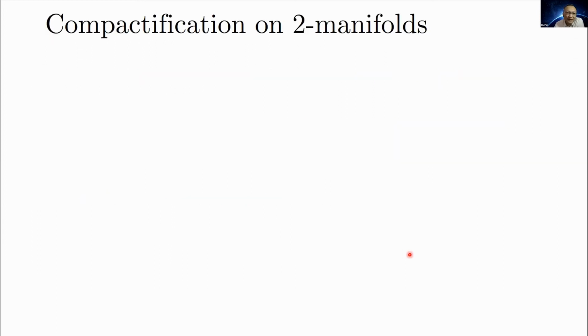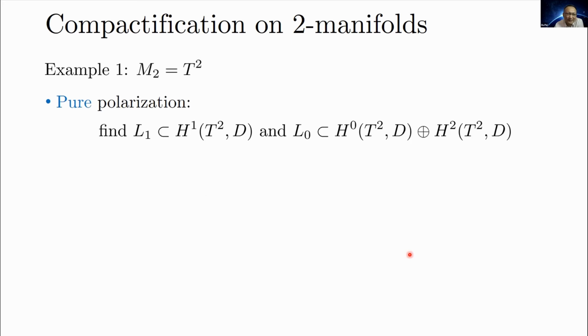So now let's look at compactifications on 2-manifolds. Example 1, you can consider the 2-torus. And first, you look at pure polarizations. They are given by choices of two subgroups of the cohomology of T2. One is an isotropic subgroup inside H1 of T2. Another is a subgroup inside H0 plus H2. We actually have already encountered this group because this is exactly H3 of S3 times S3.